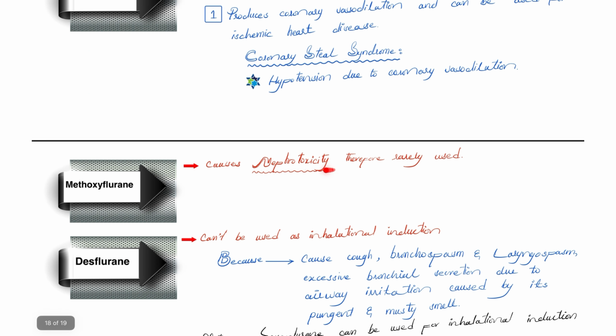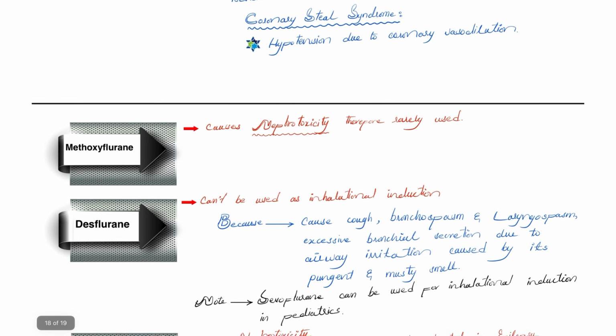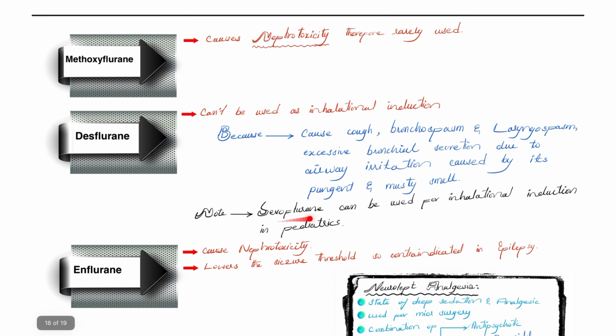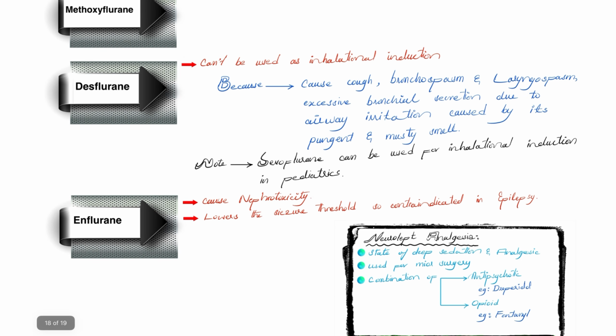Methoxyflurane causes nephrotoxicity, therefore rarely used these days. Desflurane can't be used for inhalational induction. Why? Because it causes cough, bronchospasm, laryngospasm, and excessive bronchial secretion due to airway irritation, as it has a pungent and musty smell. So instead of desflurane, sevoflurane can be used for inhalational induction, especially in pediatrics. Enflurane causes nephrotoxicity and it also lowers the seizure threshold, so it is completely contraindicated in epilepsy.